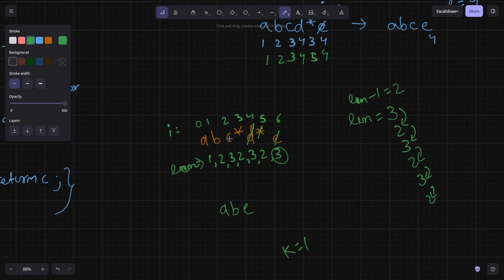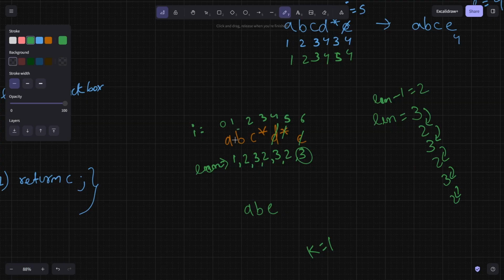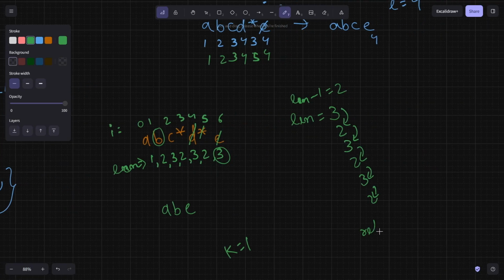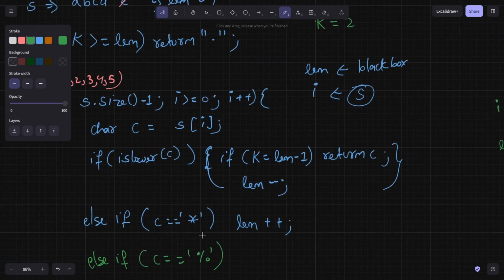And now at b, we got 2, and 2 minus 1 is 1, that is k equal to 1, so at b we are going to return b. Okay, return b, and b is our index. So that's how the asterisk is going to work.